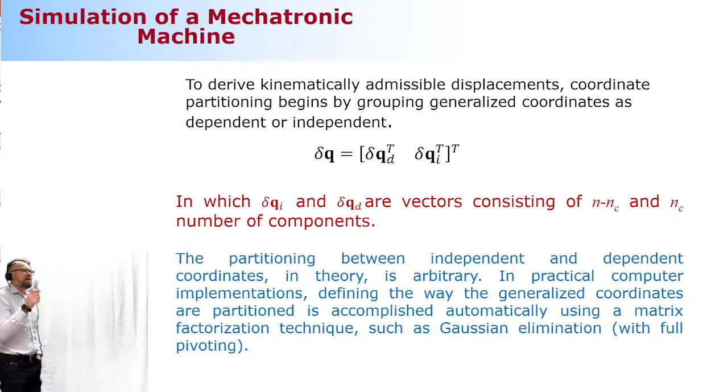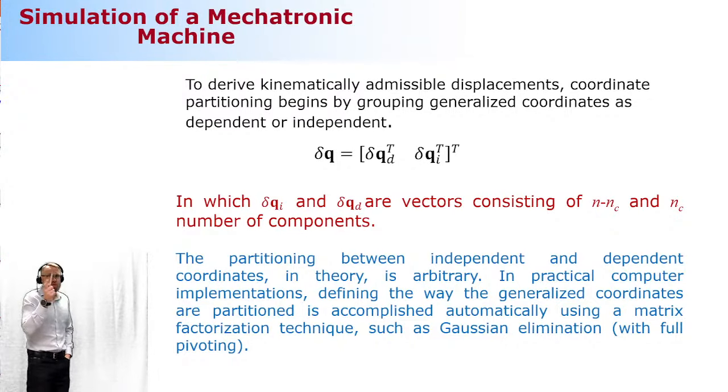And then what matters is the numbers. The number of independent coordinates needs to be equal to the number of degrees of freedom. The number of dependent coordinates needs to be equal to the number of constraint equations. How you do this division doesn't really matter so much. But you got the point.